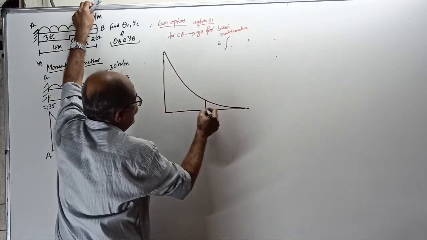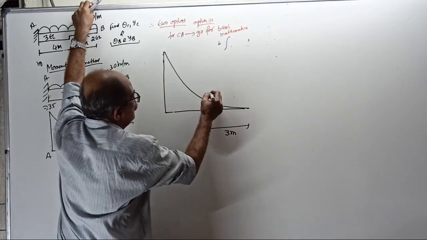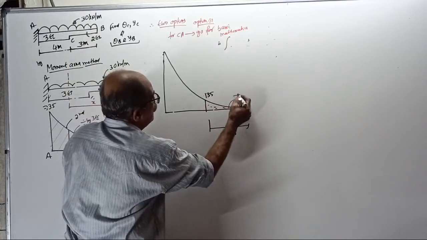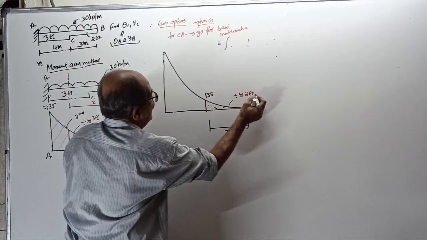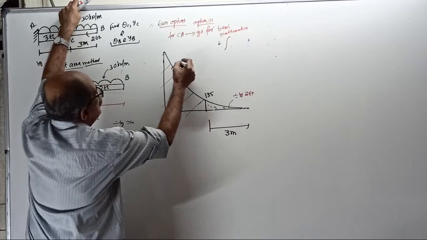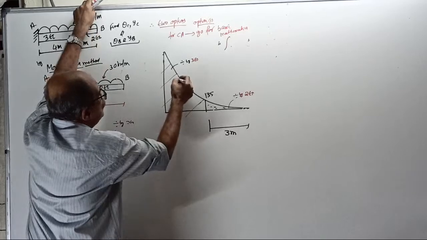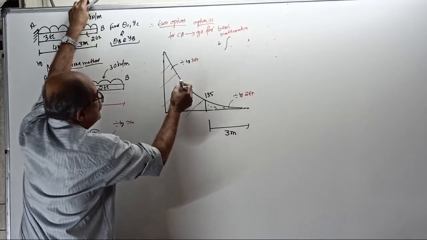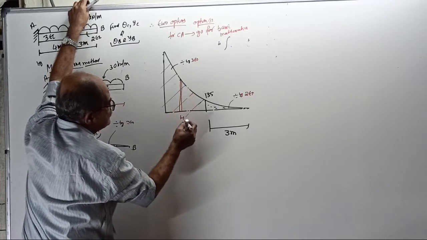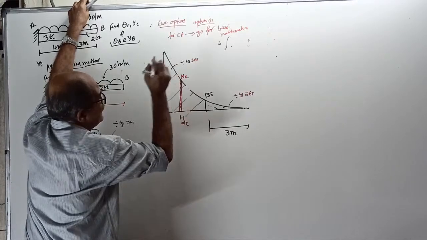Now, this base is 3 meter. No problem. This ordinate is 135. And remember, anything here you should divide by 2EI. Warning. And all these areas you should divide by what? 3EI. Don't forget. Now, here you take a strip of thickness dx, and the bending moment is Mx there.